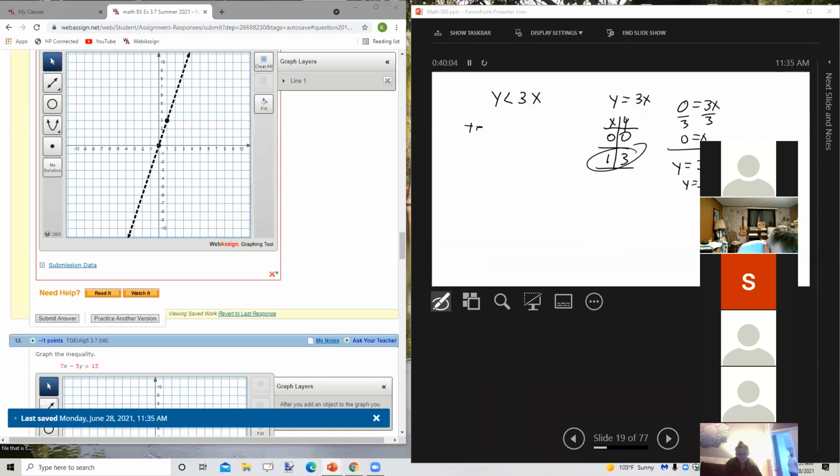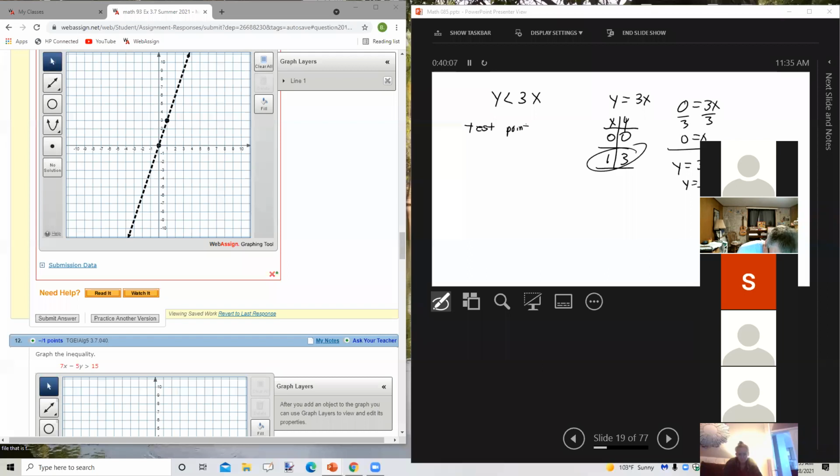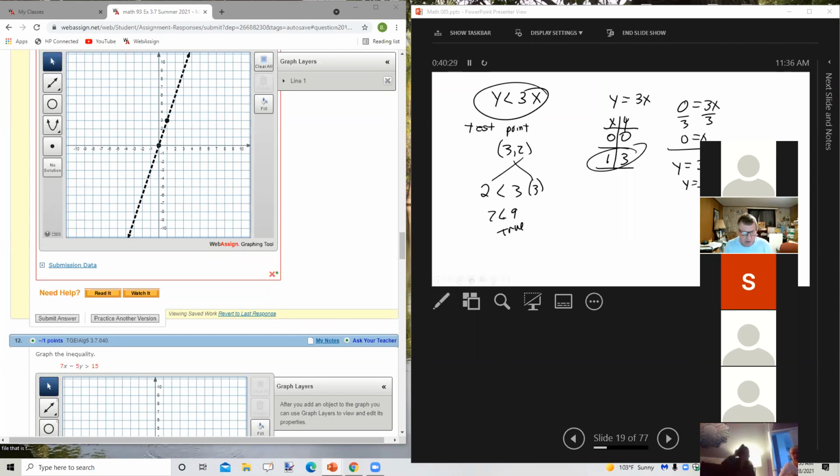Okay. So test point. As long as I don't pick something on the line, how about let's pick 3, 2 right here, 3, 2. So that's going to go in here. So y, 2, less than 3 times 3, because this is X and Y, 2 less than 9. Is 2 less than 9 true? Yes, it is. It's true. So 3, 2 right there is a correct solution. So I'm going to fill it on that side.